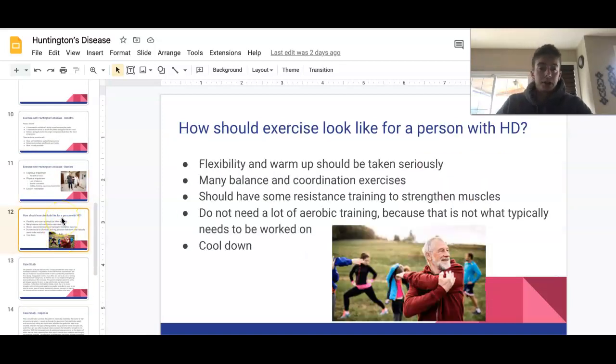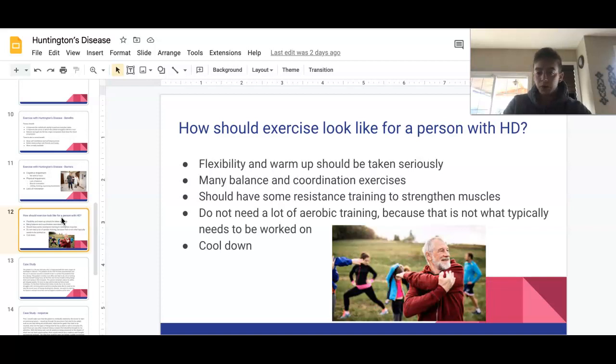Okay, so how should exercise look for a person with HD? There should be an emphasis on flexibility and warm-up. They should be taken seriously to avoid injury. Many balance and coordination exercises, which is what they struggle with. Should have some resistance training to strengthen these muscles.